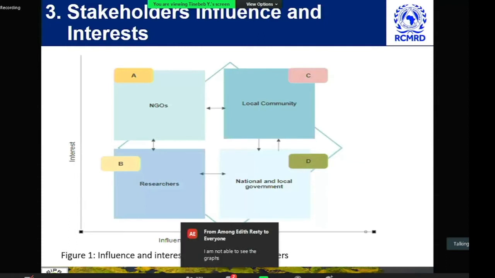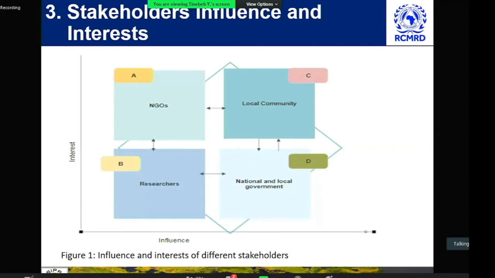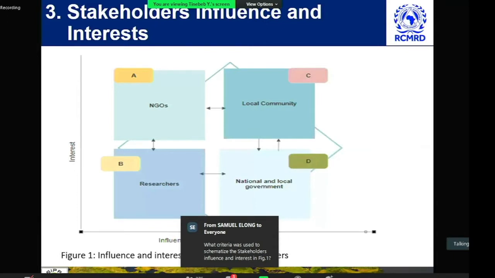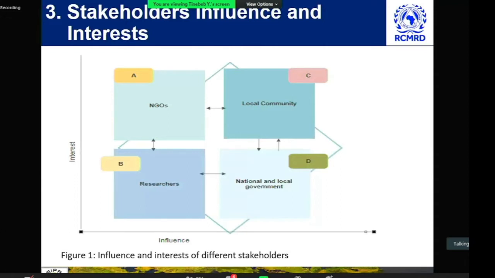But when we see local communities, which is categorized under C in the top right corner, we see that local communities have a great interest because they are the ones facing the wetlands next to their own neighborhood. And they also have a higher influence since it belongs to them. They have the responsibility to make sure that the wetland is utilized or conserved. So the local community has a much higher influence compared to researchers. National and local government have parallel interest and influence when it comes to wetlands.